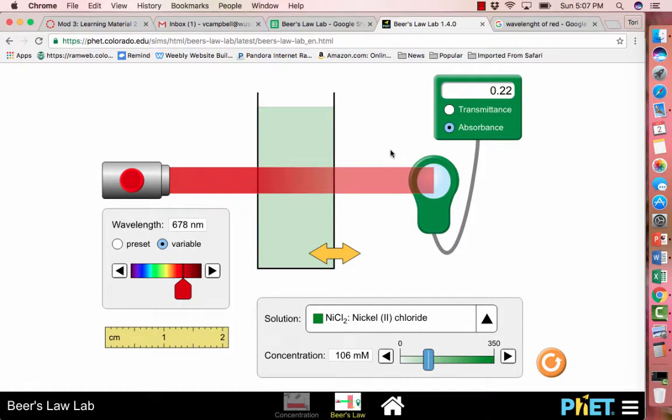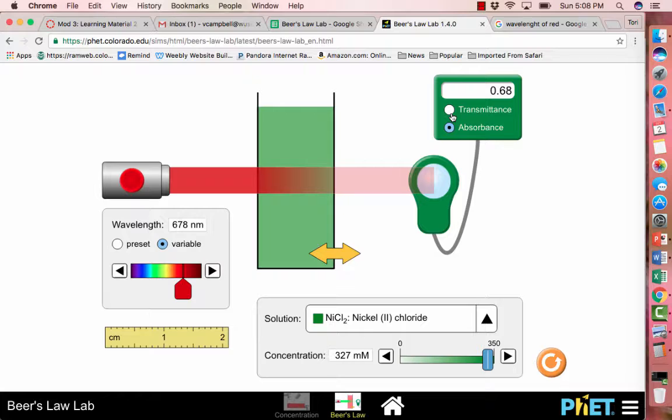You can also see that as I have a lower concentration, the red beam is able to travel through the solution more easily. And as I increase the concentration, the beam on the other side of the solution, coming out of the solution, gets lighter and lighter and lighter. And that's because that light is being absorbed in the nickel chloride solution.